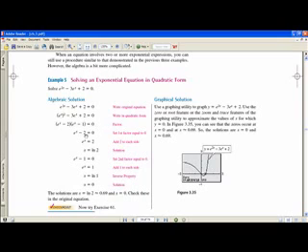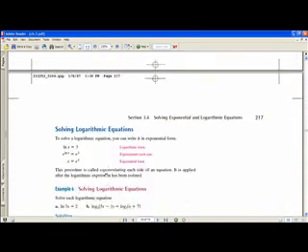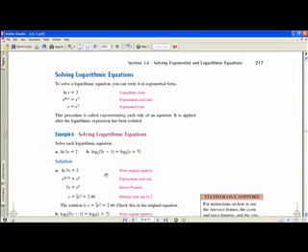Setting each factor equal to 0, we'll have e to the x equals 2 and e to the x equals 1. So our answers are ln 2 and ln 1, and ln 1 is 0. So we have ln 2 and 0 as our 2 answers. So that's mixing the algebra in with the exponentials. And we see that also with logs a little bit later.